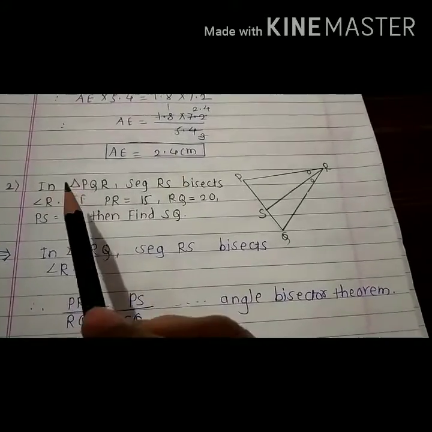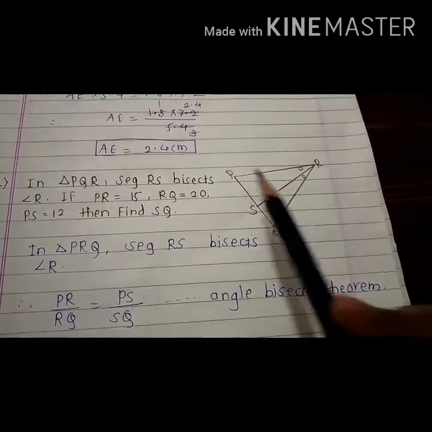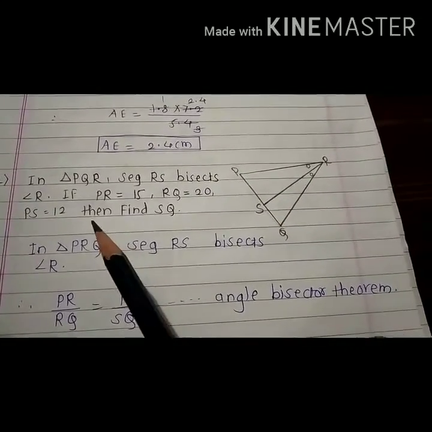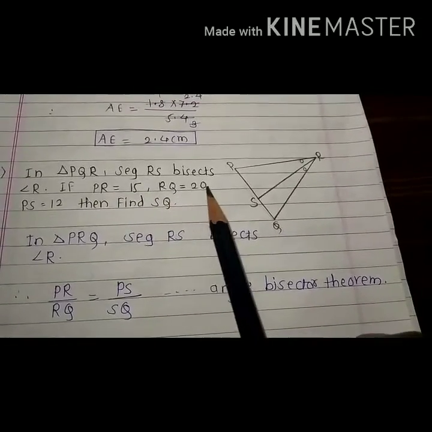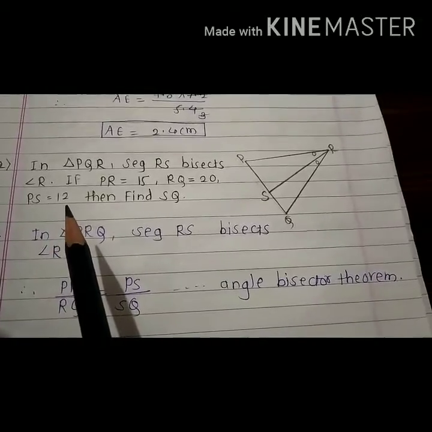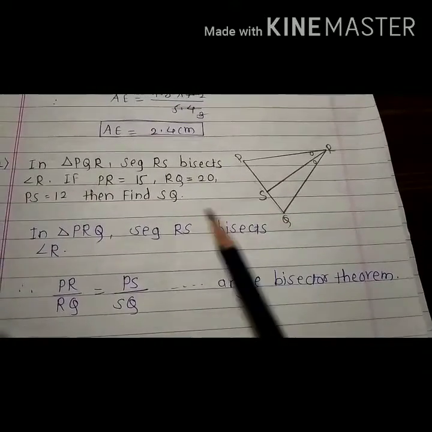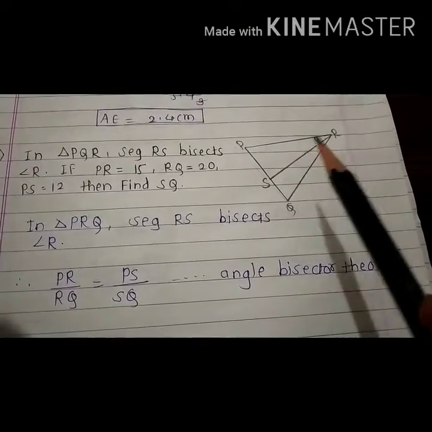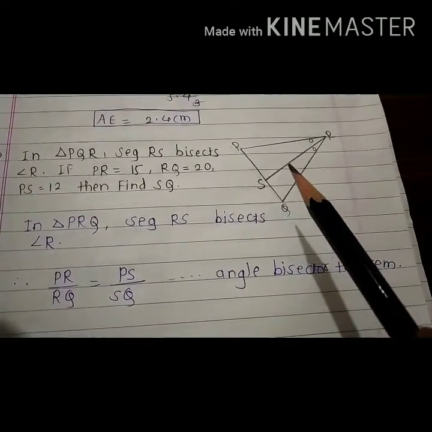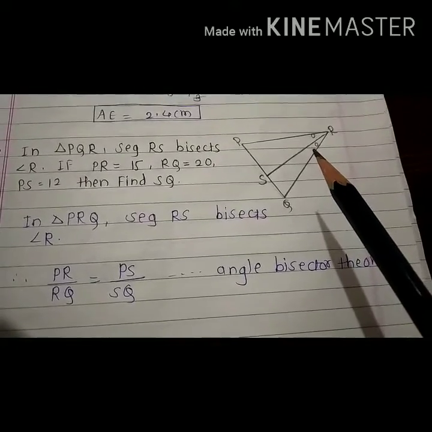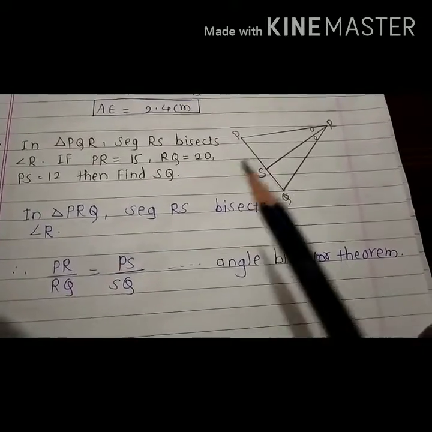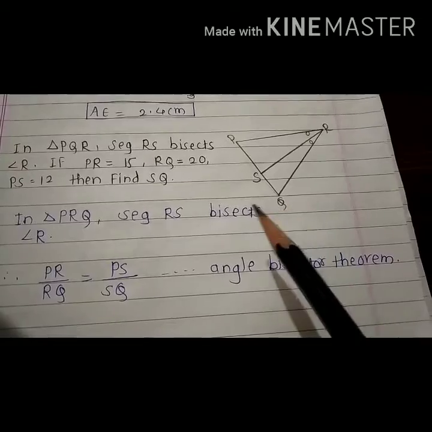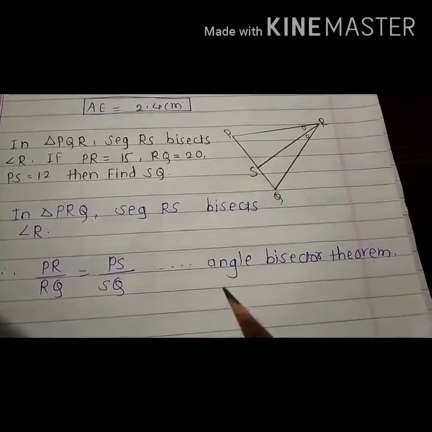Second example is, in triangle PQR, segment RS bisects angle R. If PR is equal to 15, RQ is equal to 20, PS is equal to 12, then find SQ. Solution, in triangle PRQ, segment RS bisects angle R, which means we can use the angle bisector theorem here. According to this, PR upon RQ is equal to PS upon SQ. Reason is angle bisector theorem.